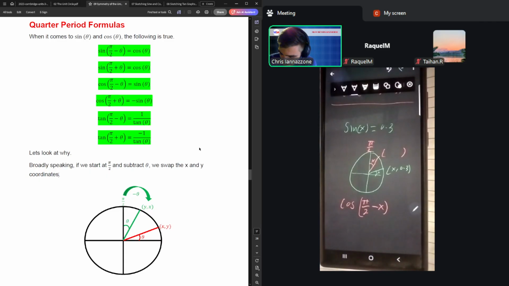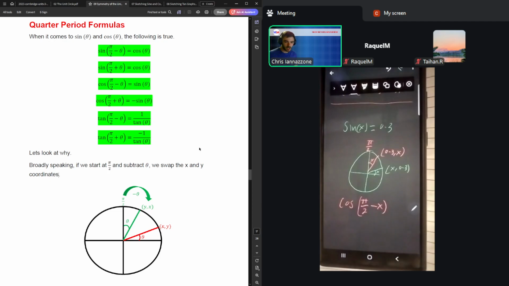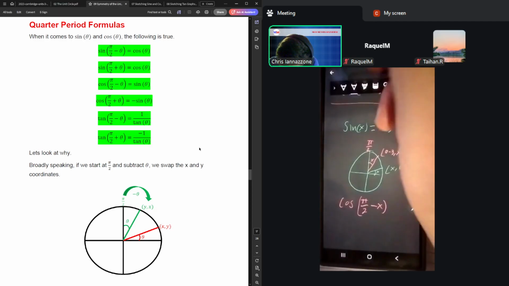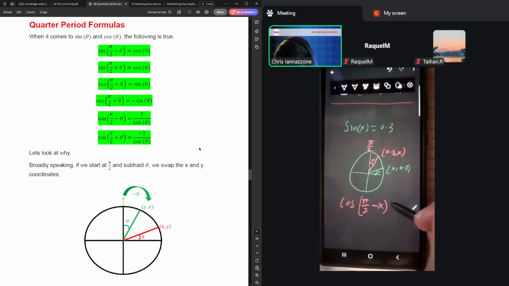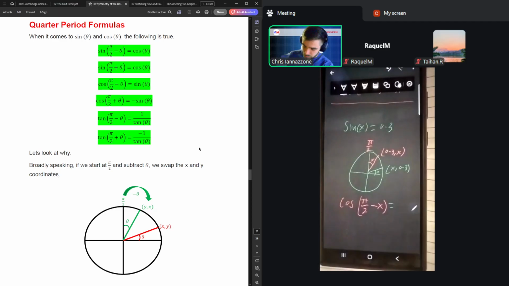So based on our example, that should end up with what? 0.3 and x, yep. That's it, flipping the locations. So any pi over 2 type, anything that can't be simplified into an integer value of pi, you do a flip of the x and y location. Now from that, we can determine what cos of pi over 2 minus x should be. What might we get as a final answer?